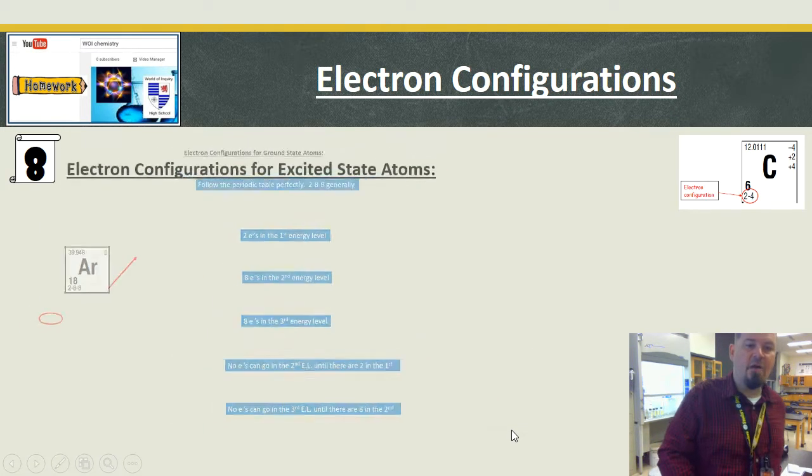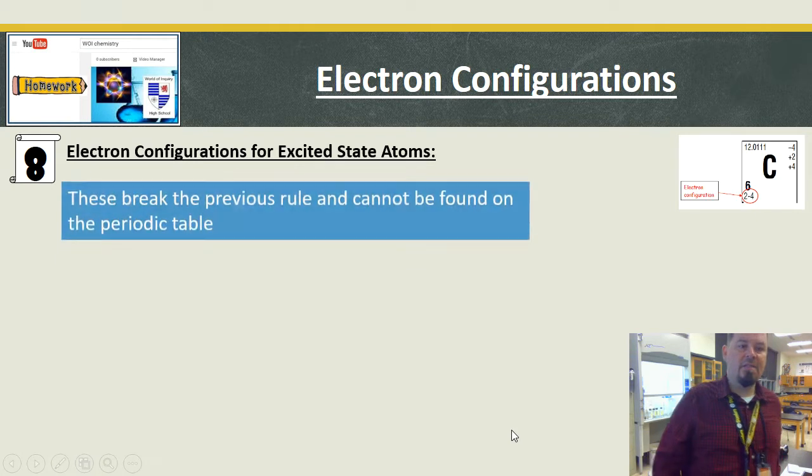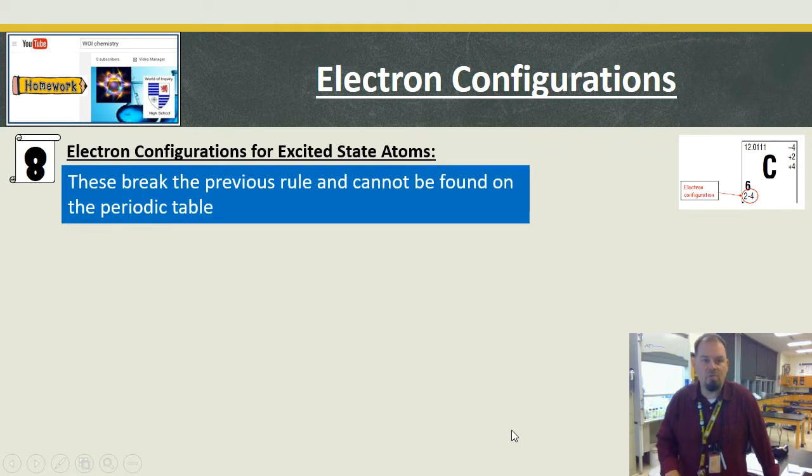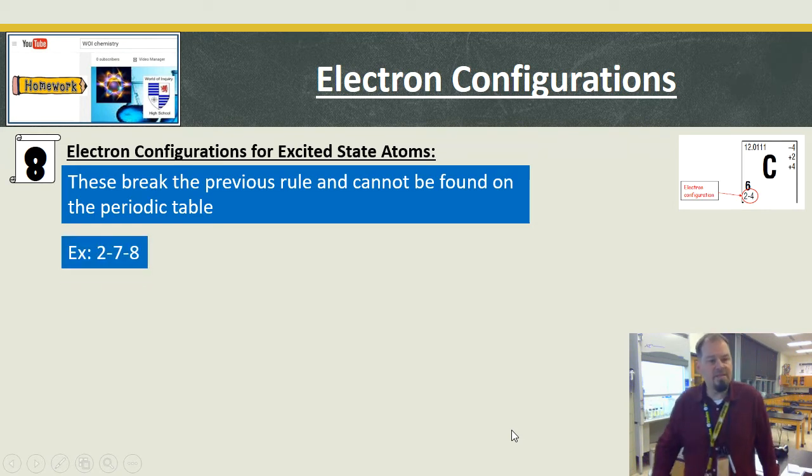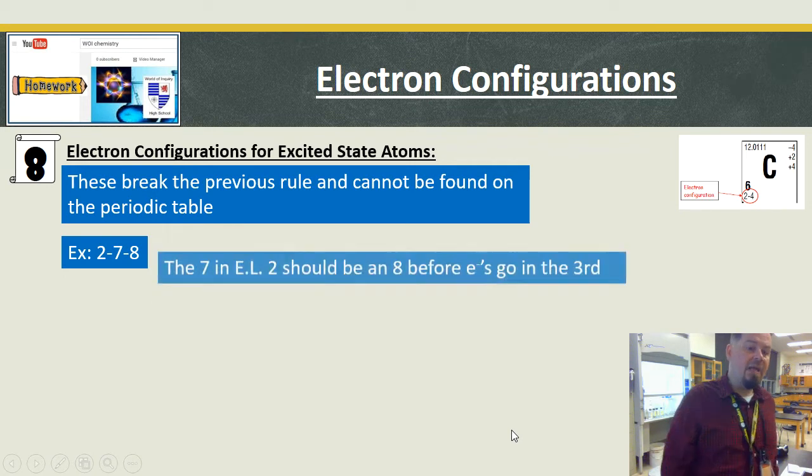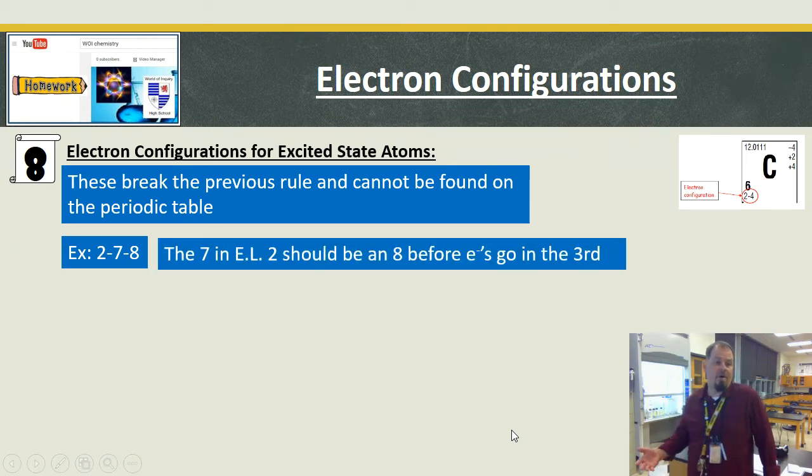Any deviation now is an excited state. So if I break those rules and hence can't find it on the periodic table, it is excited. So here's an example. In this case, I have 2, 7, 8. I can figure out what element that is by adding up all the electrons, because here's one of the big keys. Electron configurations are not ions. We're dealing with atoms, not ions.